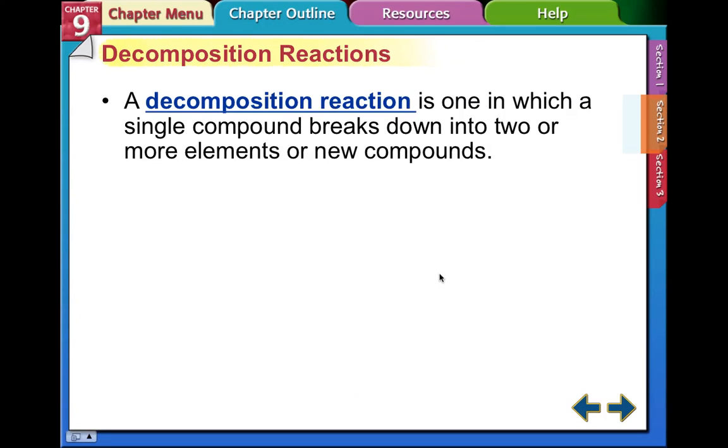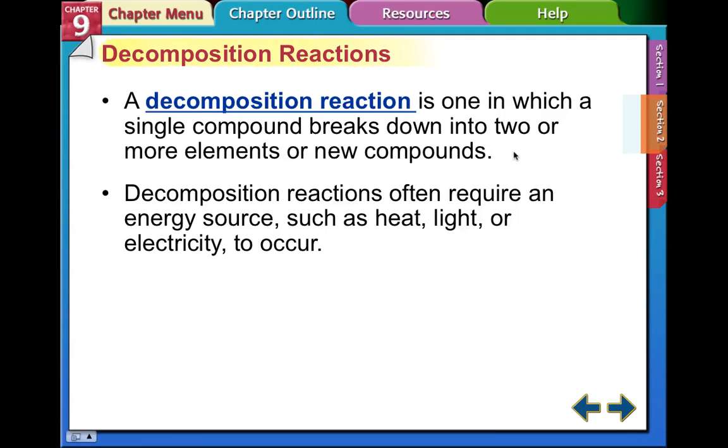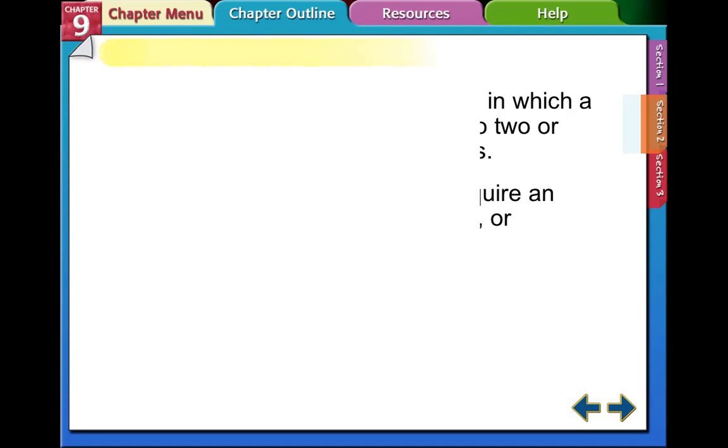Decomposition, to decompose, means to break down. So in this reaction, a single compound breaks down into 2 or more elements or new compounds. A decomposition reaction often requires an energy source such as heat, light, or electricity. You have to input energy for something to break down.